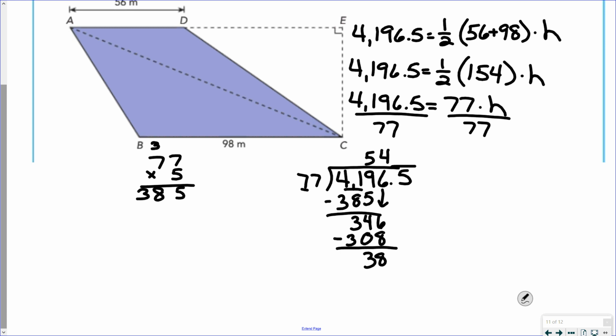I get 38. Hey, hey, hey, look at that. It's 385. And I know that goes in 5 times. So my height is 54.5 meters. And again, this is just meters because it's just one dimension. It's not the area.